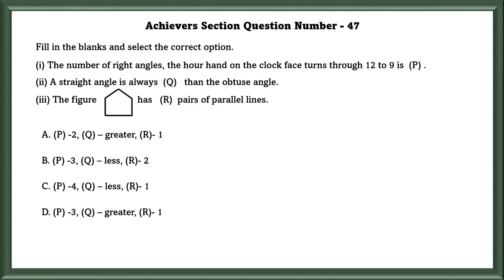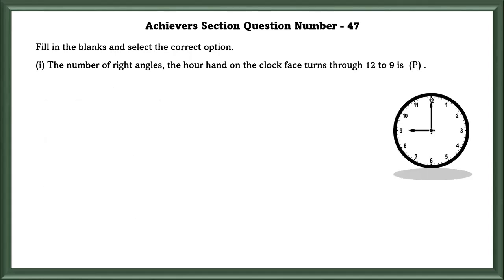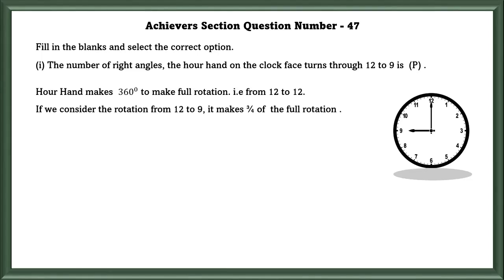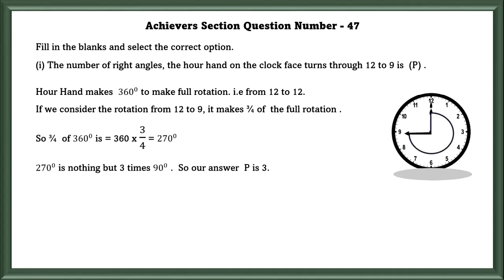Achiever Section question number 47. Fill in the blanks and select the correct option. Now we'll see all the options one by one. Option 1. The number of right angles the hour hand on the clock face turns through 12 to 9 is P. If we consider the rotation from 12 to 9, it makes a 3/4 of the full rotation, and 3/4 of 360 is equal to 270. So 270 is nothing but 3 times 90 degree. So our answer P is equal to 3.